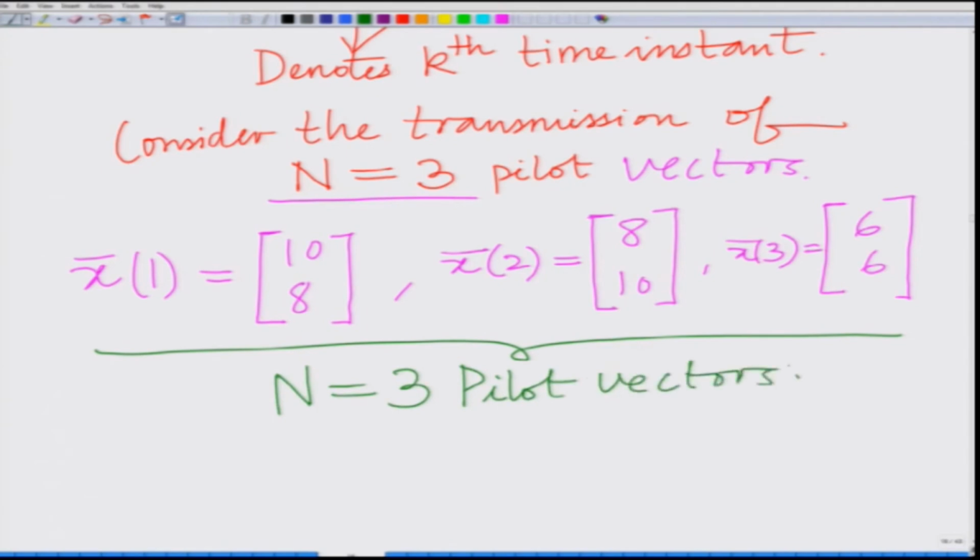So, we are considering the transmission of capital N equal to 3 pilot vectors, that is x bar 1 at time instant 1, x bar 2 at time instant 2, x bar 3 at time instant 3. So, these are the 3 pilot vectors. Corresponding to these 3 transmitted pilot vectors, we will have the 3 observed vectors y bar 1, y bar 2 and y bar 3, right.